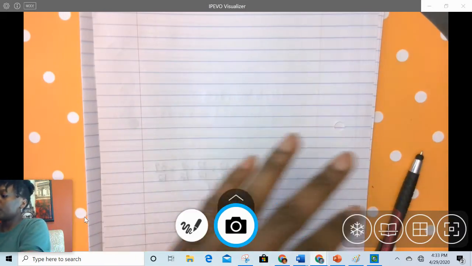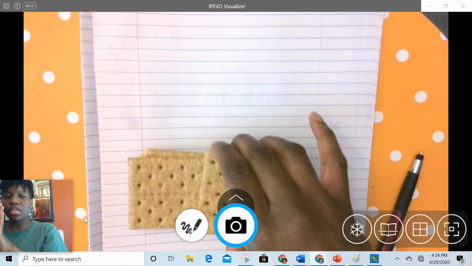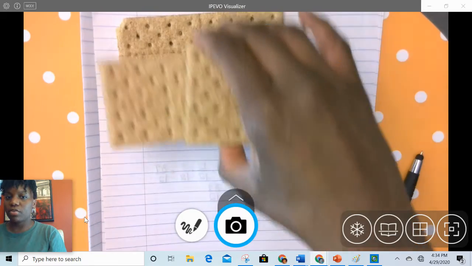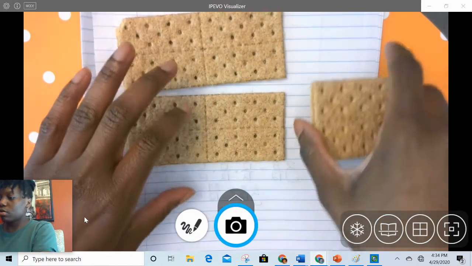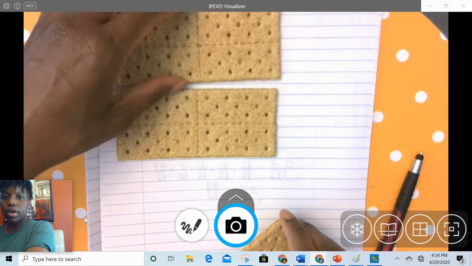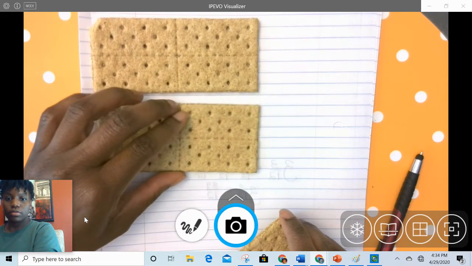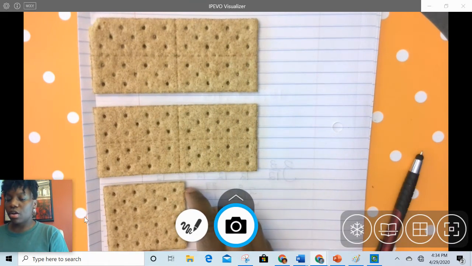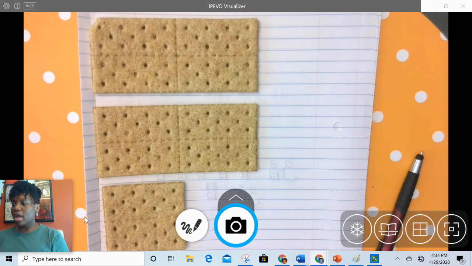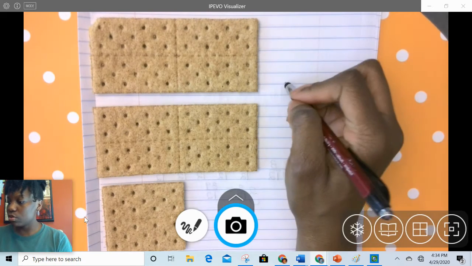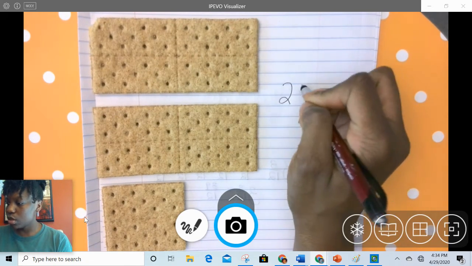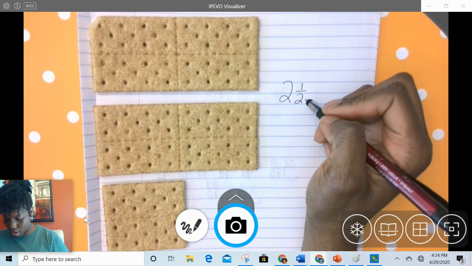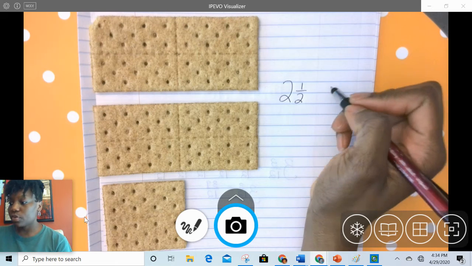This time I want to use something else. I want to use graham crackers, and I want to actually examine how this works a little differently. So let's say I have these graham crackers. I have 2 whole graham crackers here, right? And then I took a graham cracker and I only kept half of it. So as you can tell, this is equal to 2 and 1/2 graham crackers.